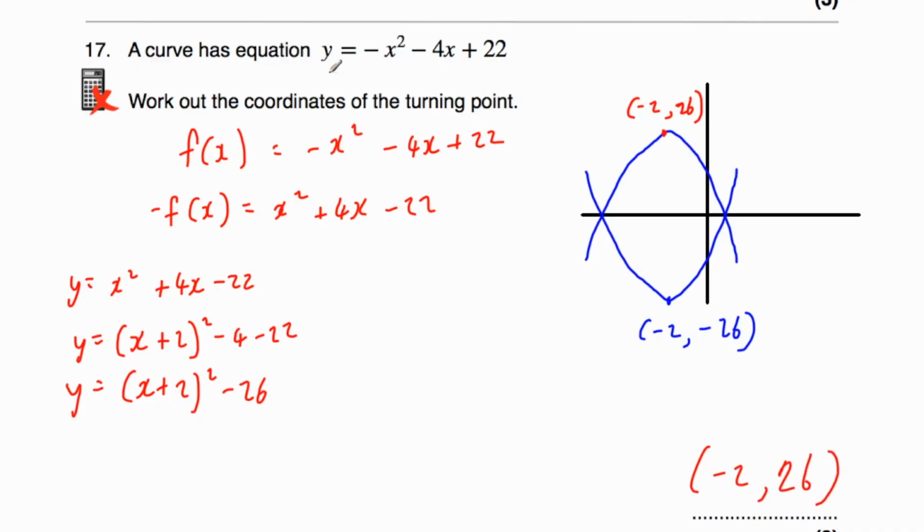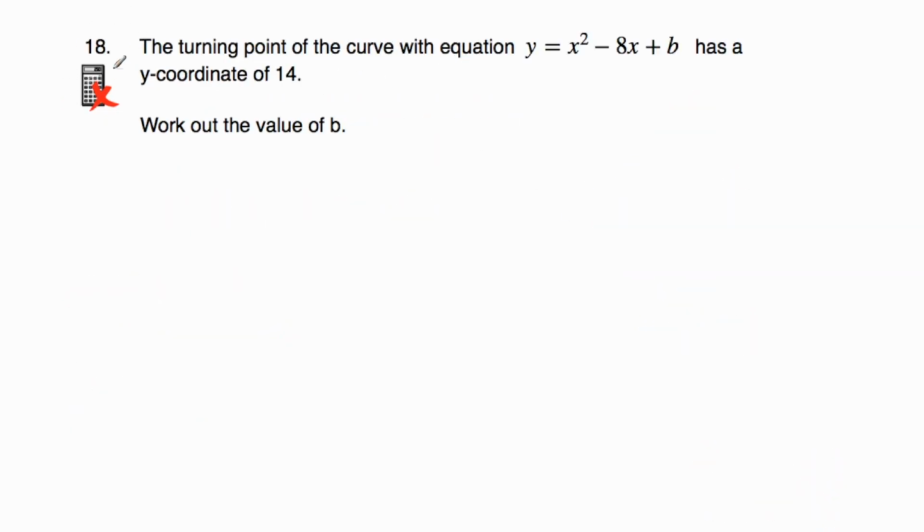So in this question, rather than finding the turning point of the N-shaped parabola directly, I reflected it in the x-axis, and then I found the minimum point of that U-shaped parabola, and then I reflected it back, and figured out what the turning point of that N-shaped parabola would be. Okay, let's have a look at question number 18.